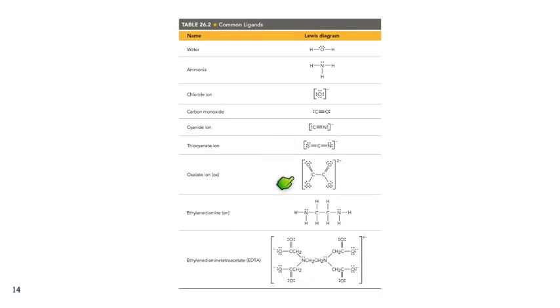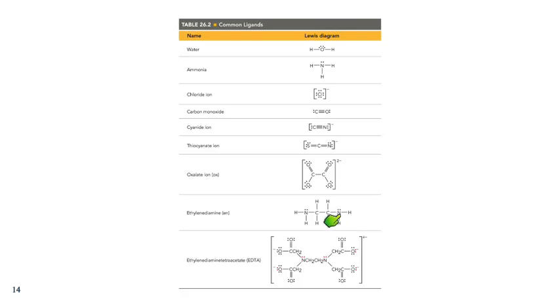We've encountered thiocyanate and oxalate in our experiments in lab. We've used oxalic acid and potassium thiocyanate. And then there's two that are very common but more complicated. This one's called ethylene diamine. And the diamine is because it has two amine groups here.